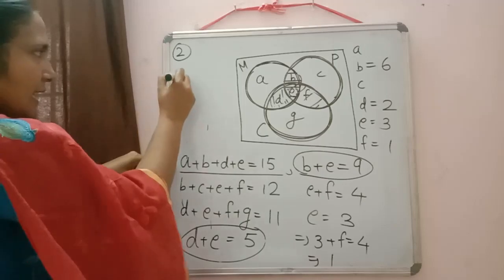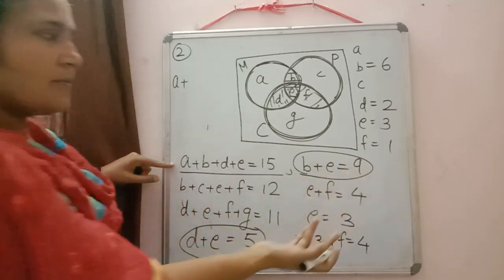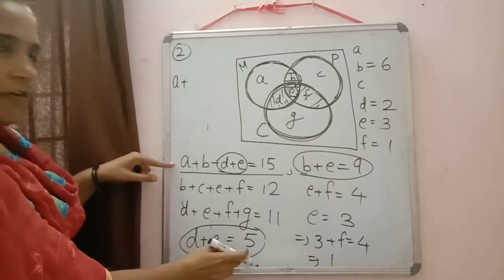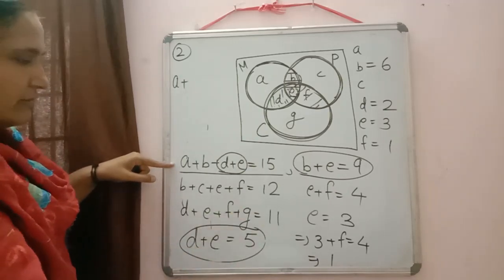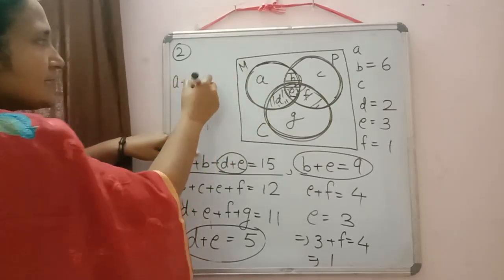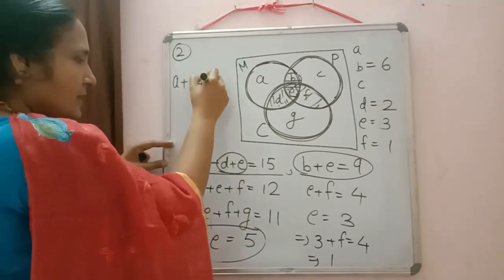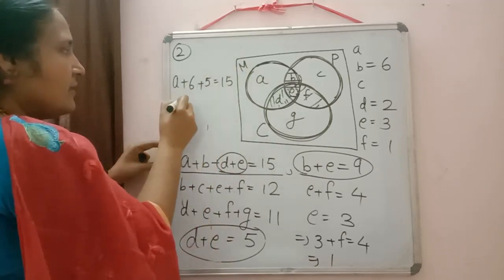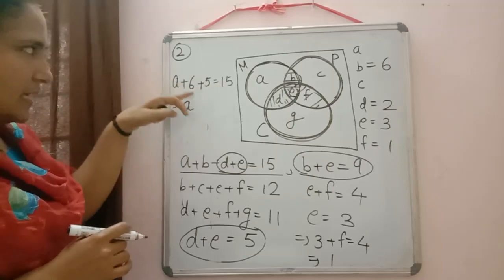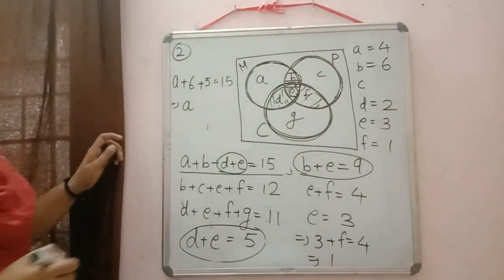A. So first, A plus B plus E is equal to 9 or D plus E. D plus E, how much did we write? 5. So it depends on you how you want to solve the question. Suppose A, already I wrote. B, the value of B we know, that is 6. And in place of D plus E what can we write? 5 is equal to 15 is given. So from here what will come? A is equal to 6 plus 5, 11. So 15 minus 11, that will be equal to 4. So we got A is equal to 4.